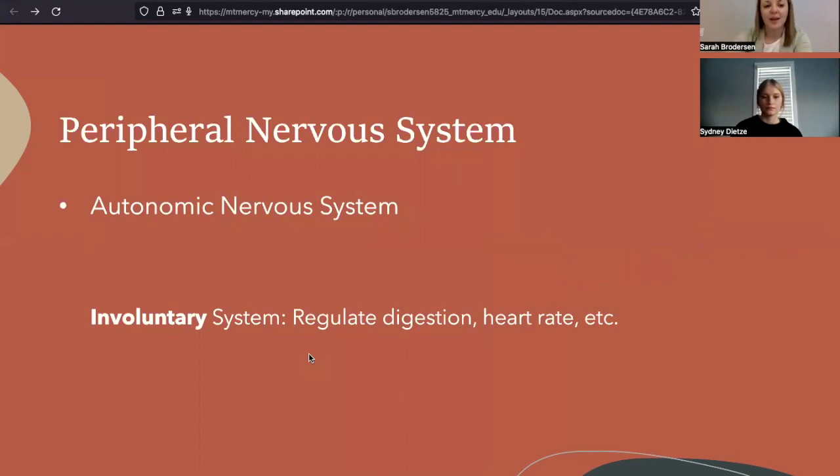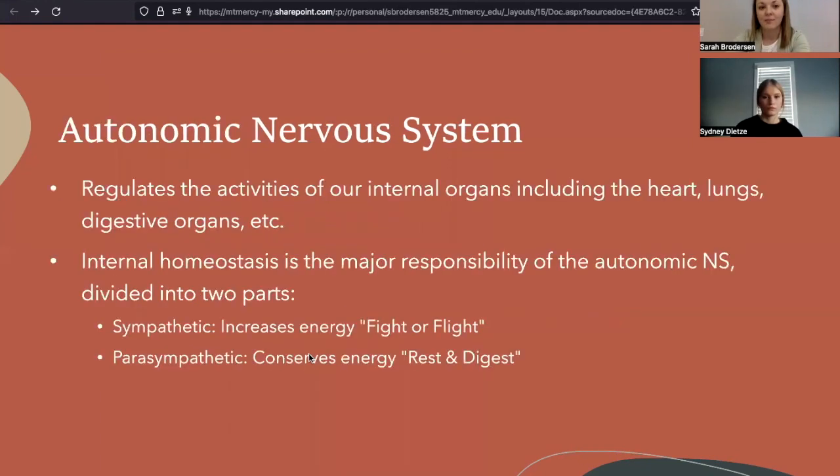The autonomic nervous system is the other part of the peripheral nervous system. This is in charge of involuntary systems such as regulating your digestion, heart rate, breathing, etc. The autonomic nervous system also regulates the activities of internal organs, including your heart rate or digestive organs. It also is in charge of internal homeostasis, and that is a big part of its responsibility. It's also in charge of sympathetic and parasympathetic responses.